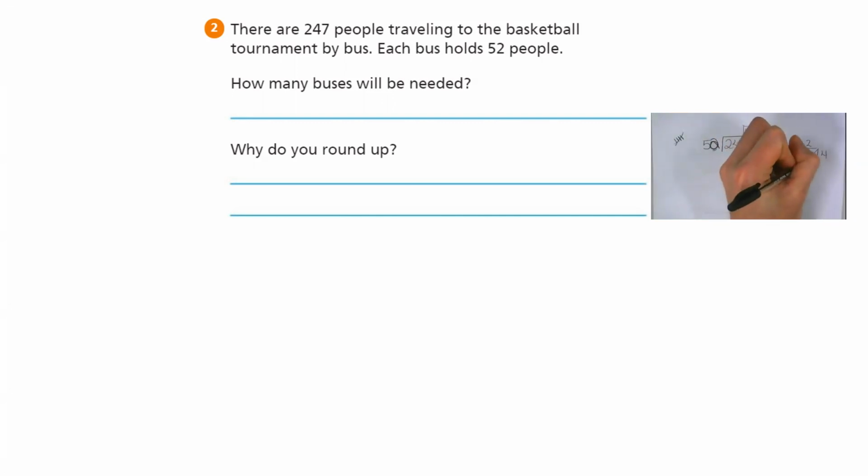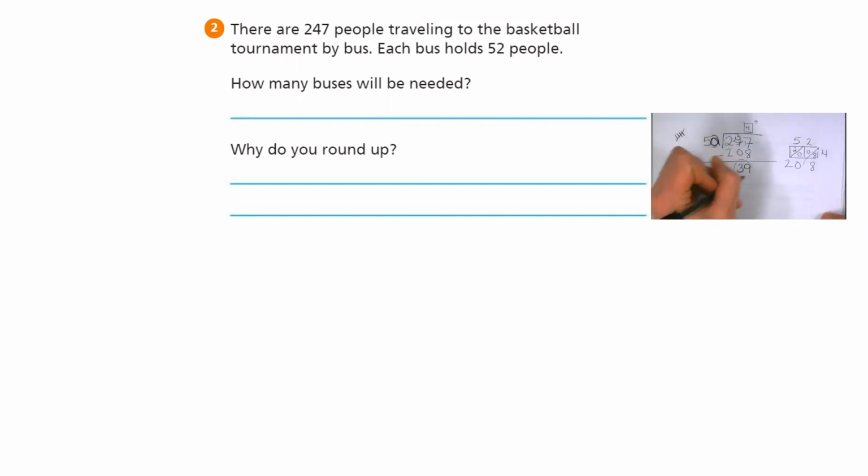4 times 2 is 8. 5 times 4 is 20. 8 falls down, 0 falls down, 2 falls down. So 4 buses would cover 208 kids. 247 minus 208 is 39. 39 kids are like, oh my gosh, we couldn't fit in the 4 buses. So how many buses will you need? Well, you need to buy one more for these kids.